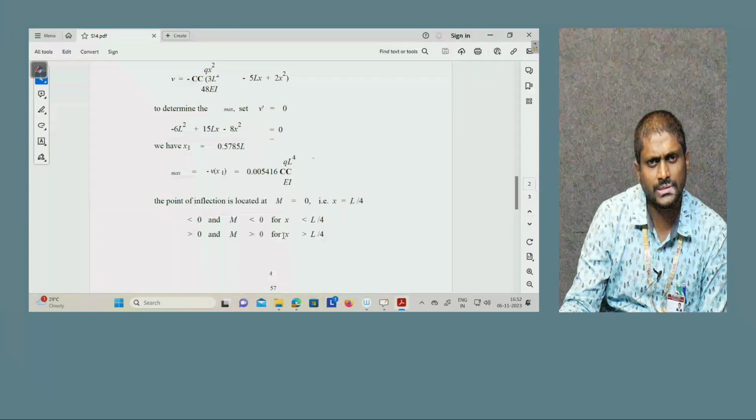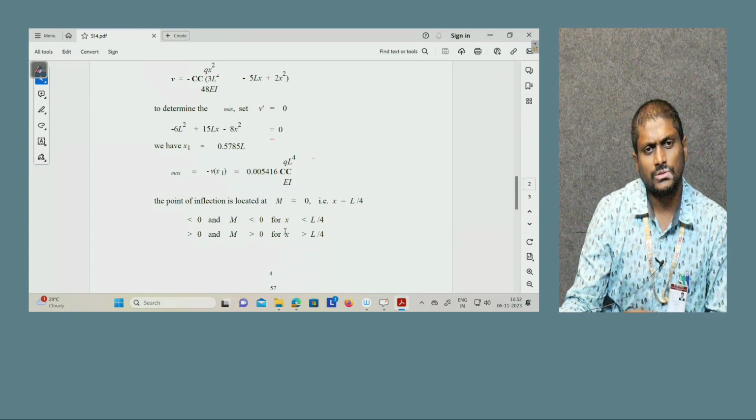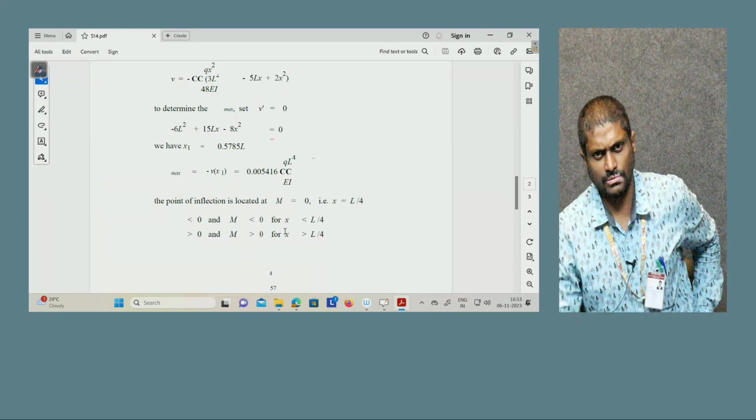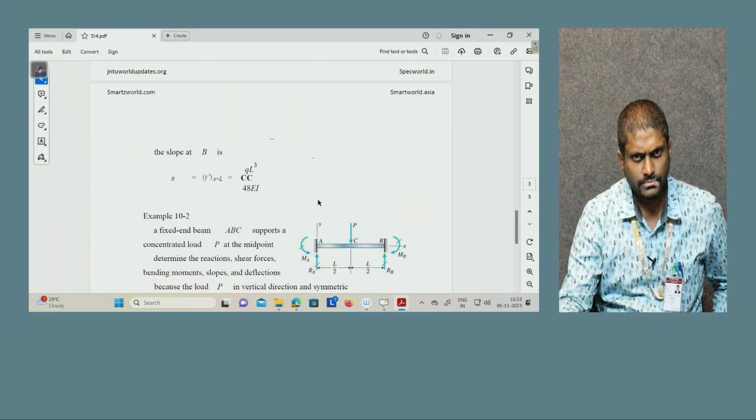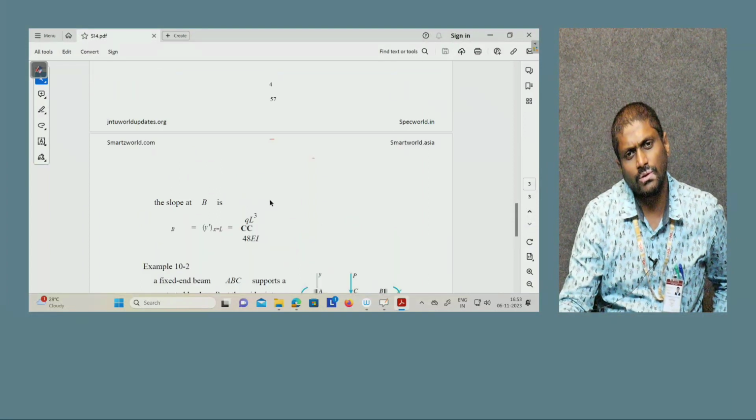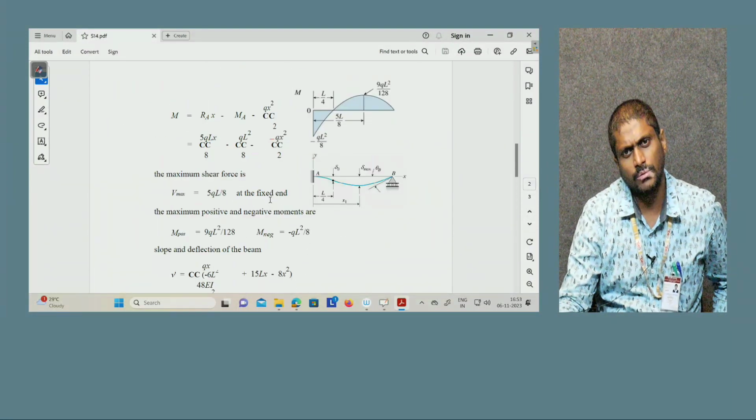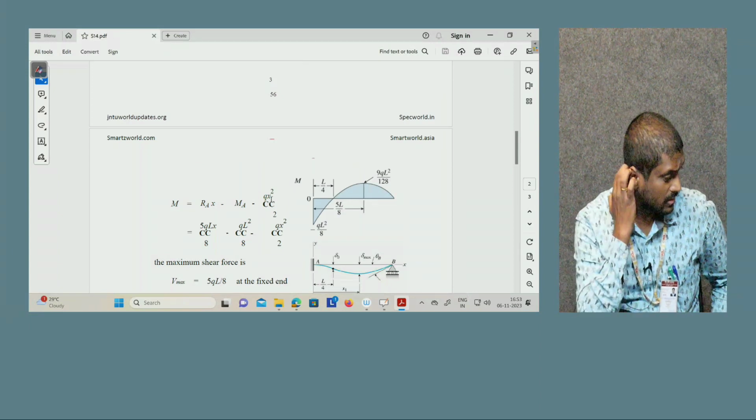The point of inflection is located where M equals 0, that is x equals L by 4. M is less than 0 for x less than L by 4, and M is greater than 0 for x greater than L by 4. So that is the way we have to take the different types of numericals in propped cantilever problems.